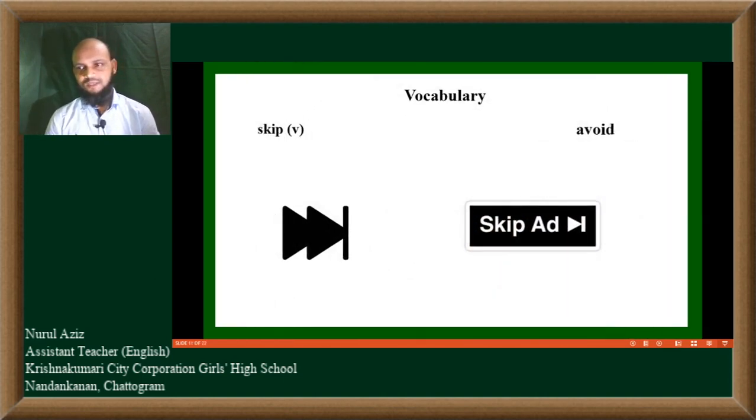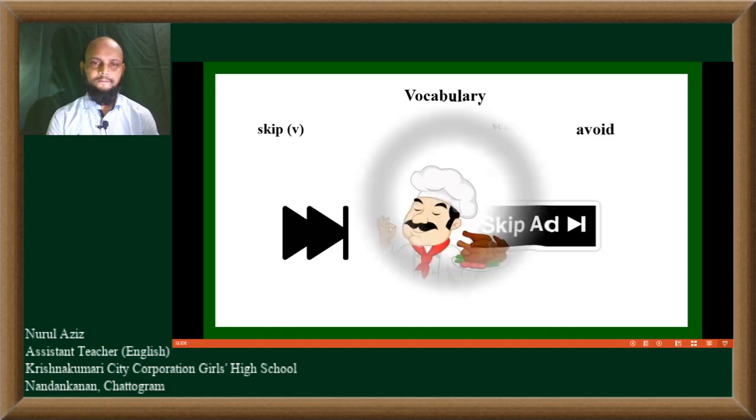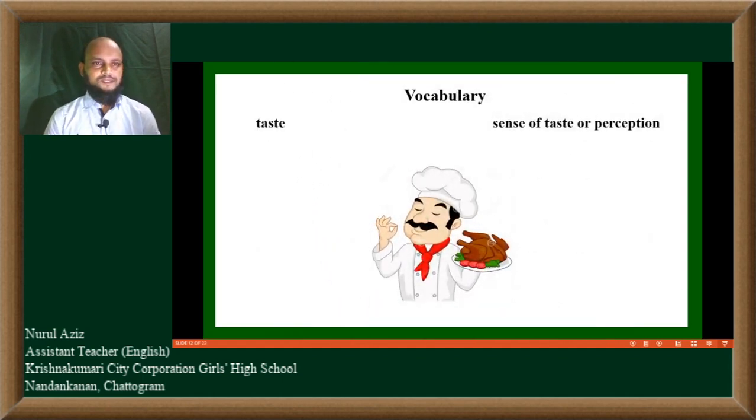Next one is skip. This is a verb. You are very familiar with this word skip, to avoid something. You see in the remote control, skip is a very familiar word. So skip means to avoid. Next one is taste. You see the chef is very happy to taste this food item. So this means sense of taste or perception.